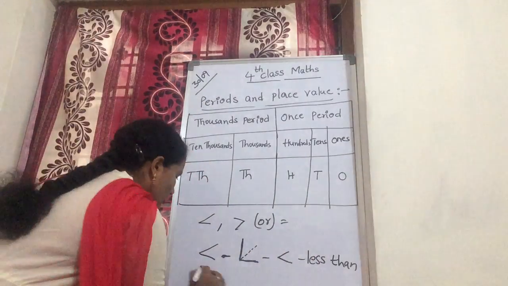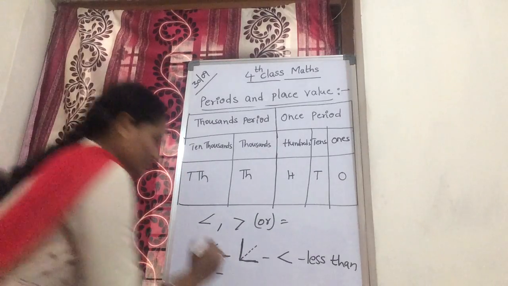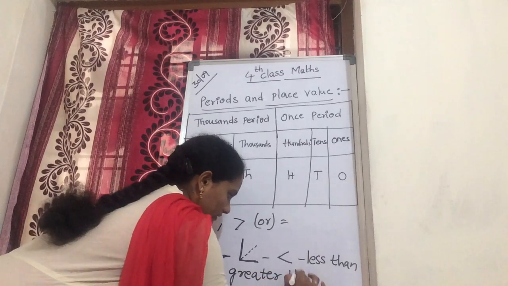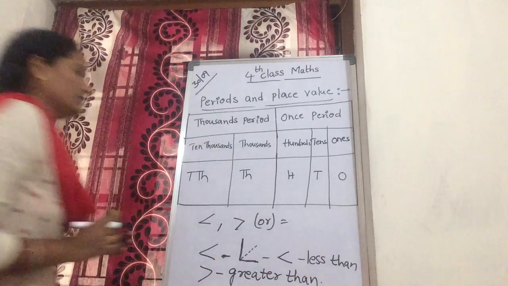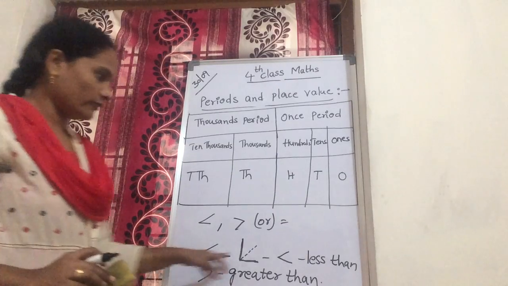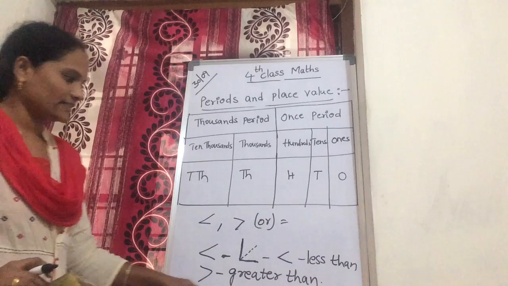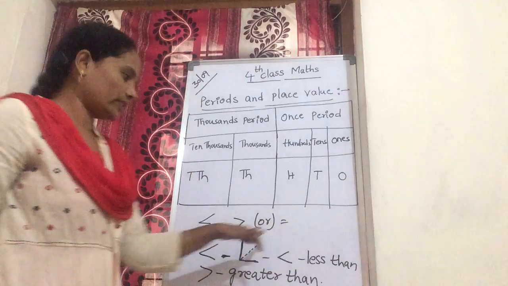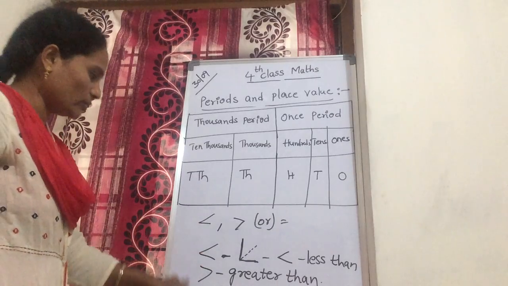Now another one is what? Greater than. How to call that? Greater than. Okay. Keep this one in your mind. L for less than. Another one is greater than. You know this symbol? Equal to. Equal to. Okay. Keep this in your mind.